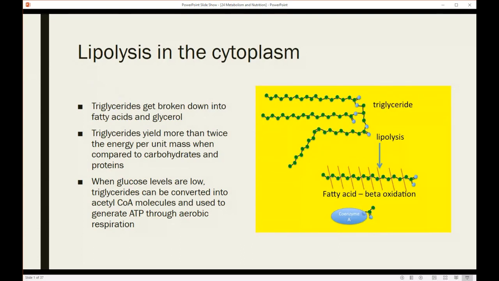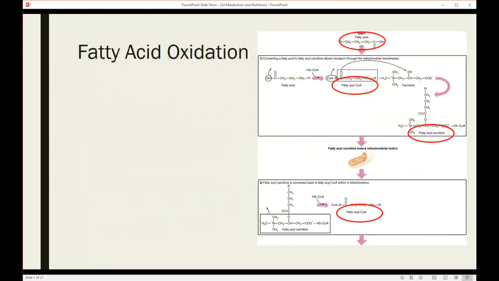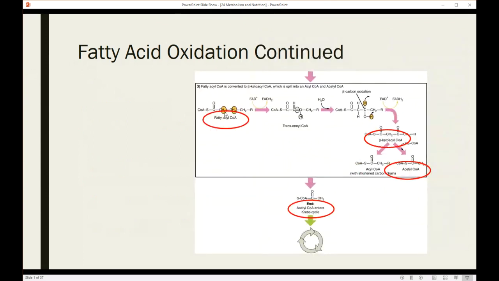When the glucose levels are low, the triglycerides can then be converted into those acetyl-CoA molecules. They can then be used to generate ATP through that aerobic respiration. So they can plug in to the Krebs cycle. So we have that fatty acid CoA gets broken down. It can enter into that matrix, and we get that fatty acid CoA right here. And we can then enter into the Krebs cycle.